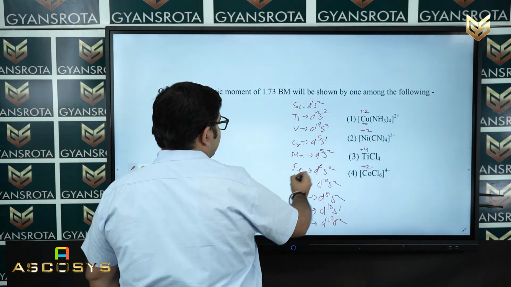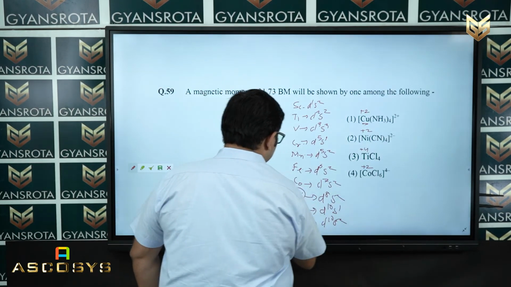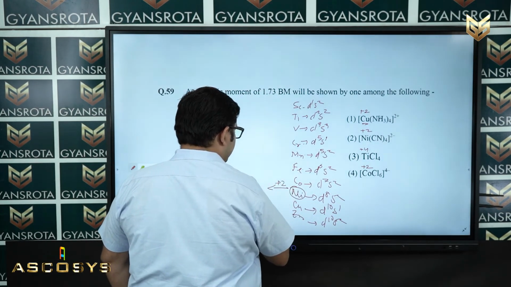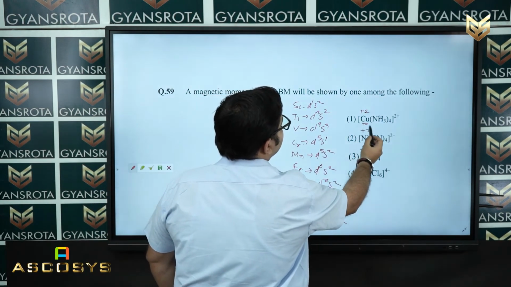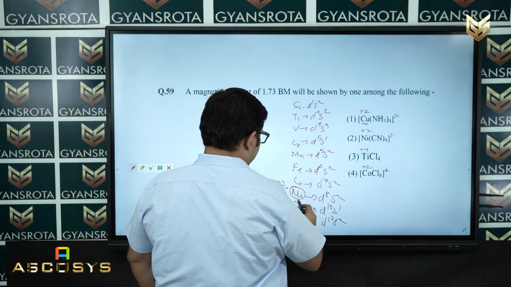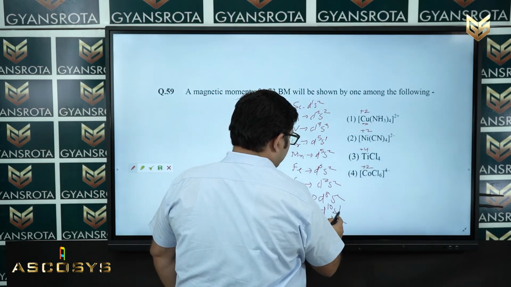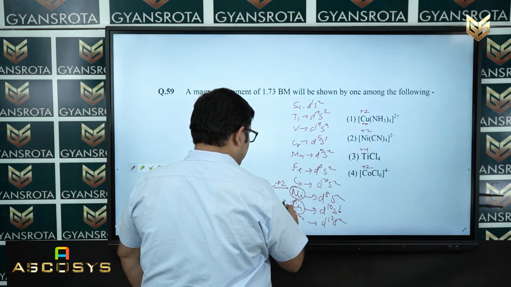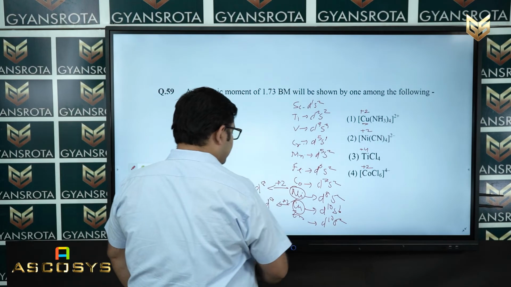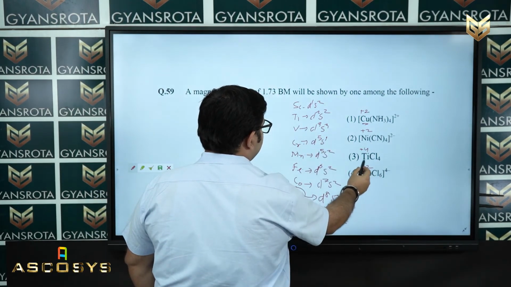Now, we require nickel, where it will be this one. So, it should be plus 2. So, nickel plus 2 configuration has d8. Now, for this one copper Cu, we require plus 2. So, if I remove one from here and another one from here, it should be d9 configuration.